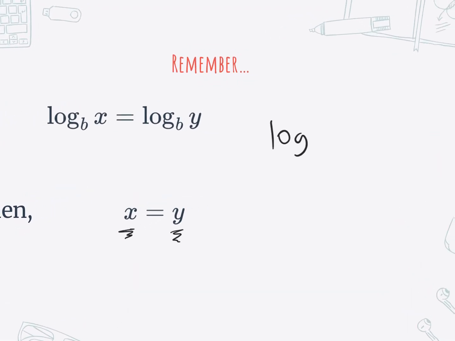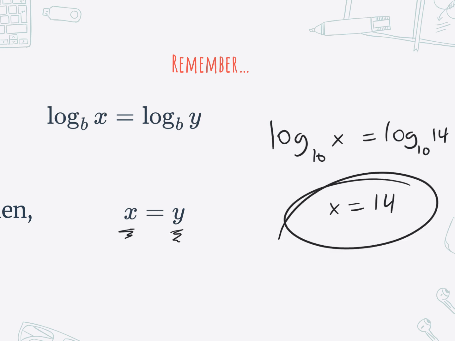If we have log base 10 of x equal to log base 10 of 14, then the only thing x can be is 14. So that's the general idea today. There are a couple more wrinkles we need to illustrate for you, but that's essentially what we're covering today: the equality property.